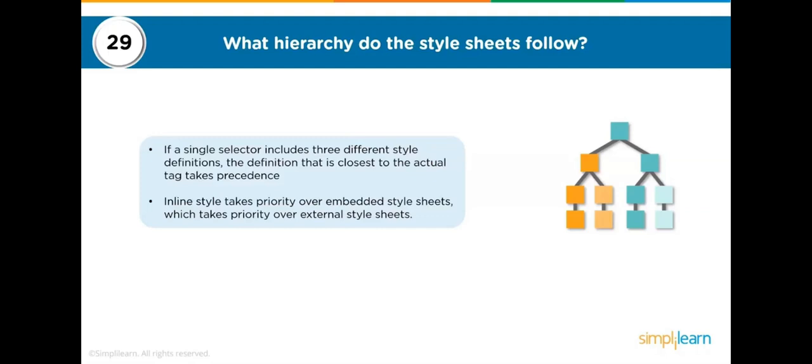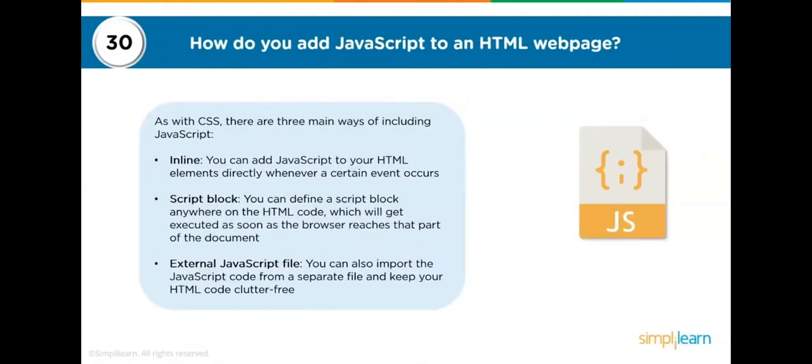Now our last question for the session today. How do you add JavaScript to an HTML web page? So the answer for this question is we basically have three methods to add a JavaScript to our HTML web page. They are inline, script block and external JavaScript file. First we'll discuss the inline. You can add JavaScript to your HTML elements directly whenever a certain event occurs. JavaScript code can be added using attributes of the HTML tags that support it.